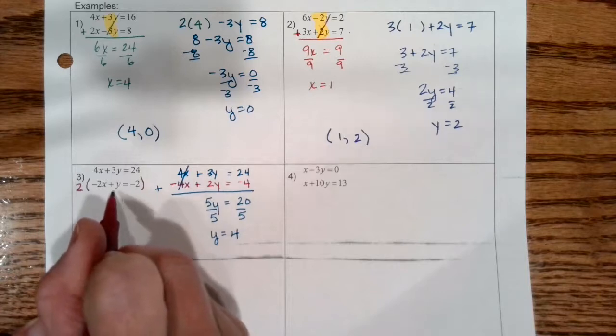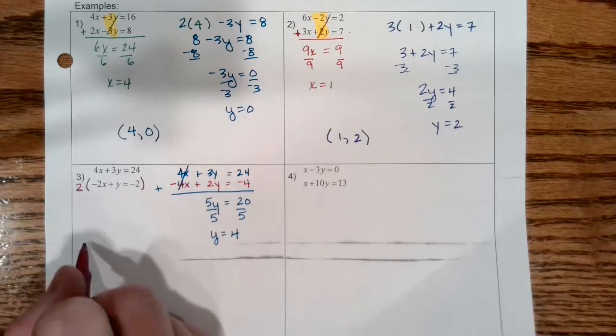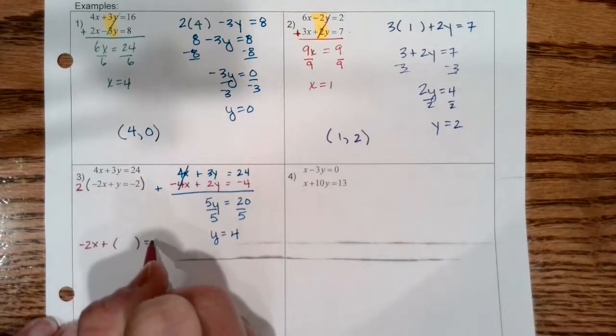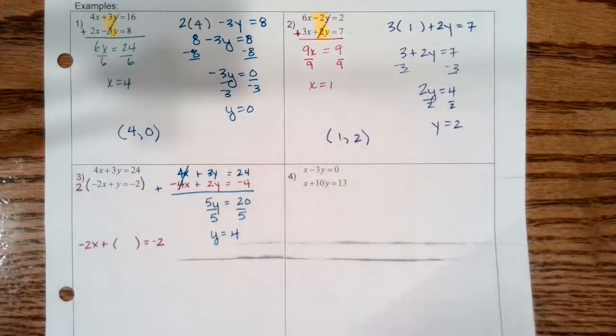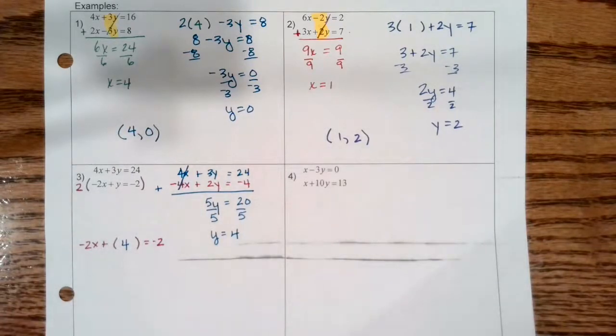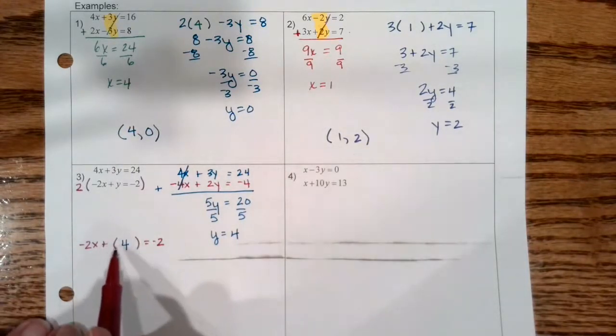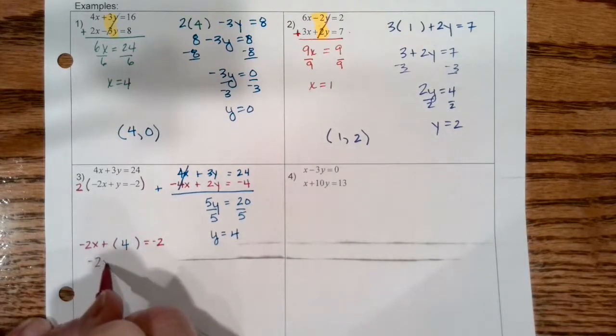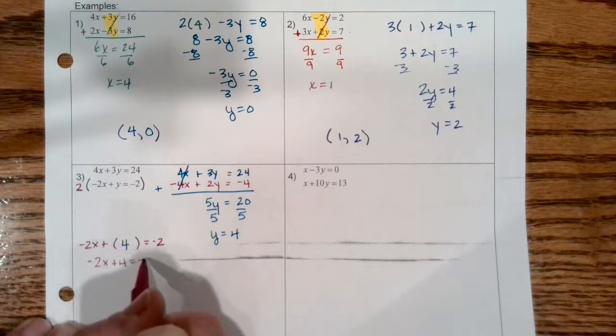I'm going to substitute back into my original equation. Negative 2 times x plus the value I got for y is equal to negative 2. I got 4 for y. If there's no coefficient here, there's no multiplying. Those parentheses are actually unnecessary. Don't let them confuse you.